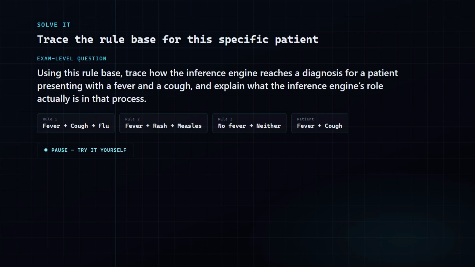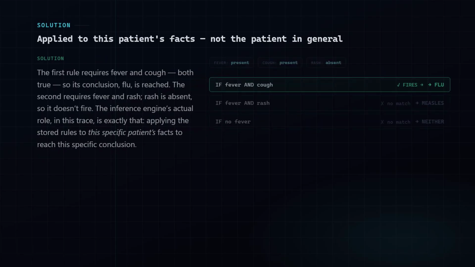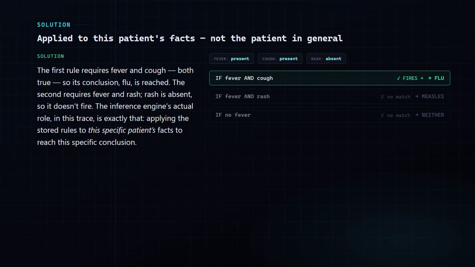Trace how the inference engine reaches a diagnosis for a patient presenting with a fever and a cough, and explain what the inference engine's role actually is in that process. Pause it and check each rule against the patient's actual facts before you decide the diagnosis. Here is the solution. The patient's facts are fever, present, and cough, present. The inference engine checks each rule against those facts in turn. The first rule requires fever and cough, both true, so its conclusion, flu, is reached.